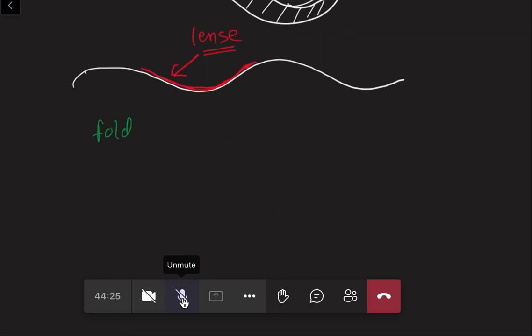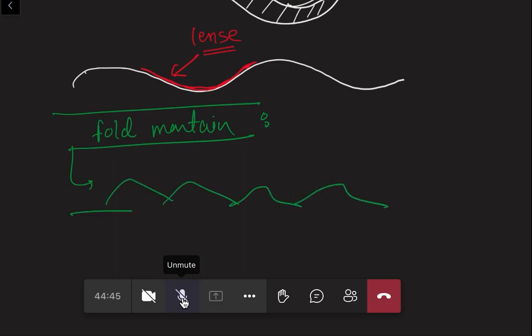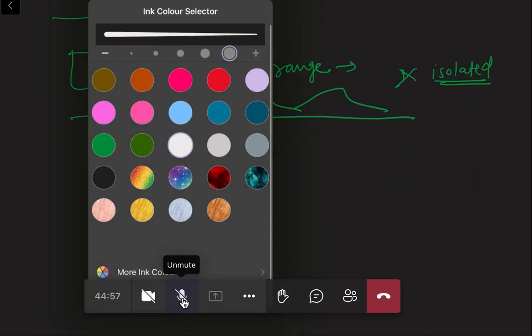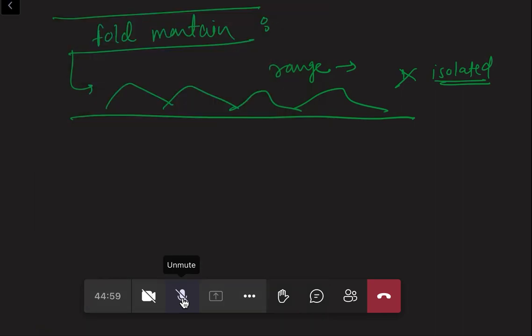Let us see fold mountains. What we have seen just now are volcanic mountains. Now we are seeing the fold mountains. Fold mountains are always found in ranges. That means they are not isolated. Just for your understanding, let me briefly say why fold mountains are formed.